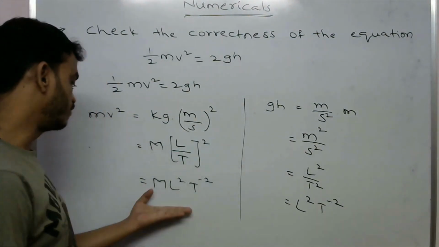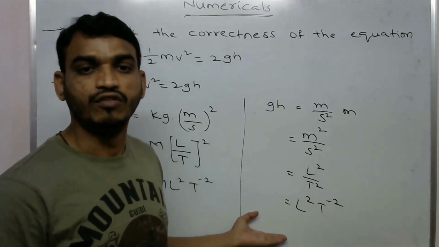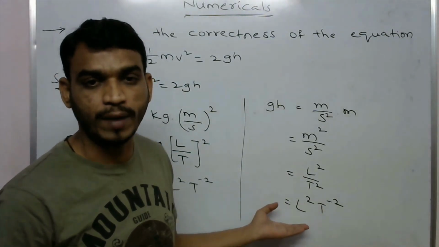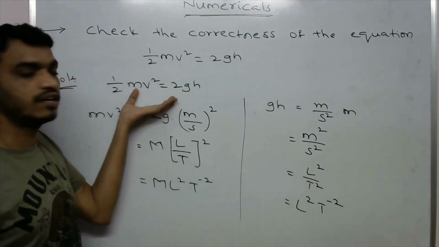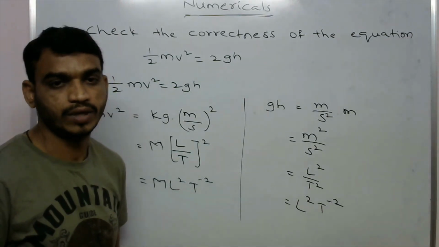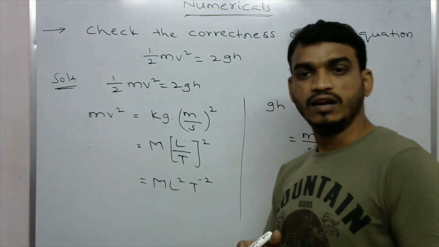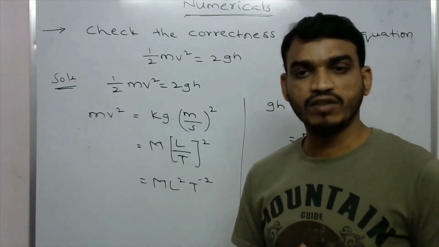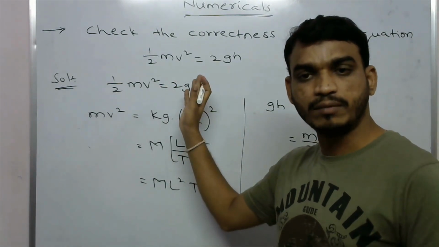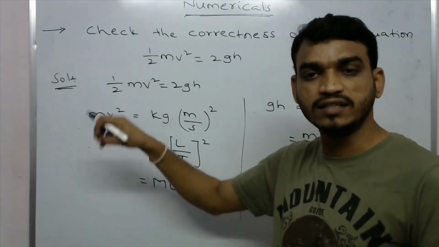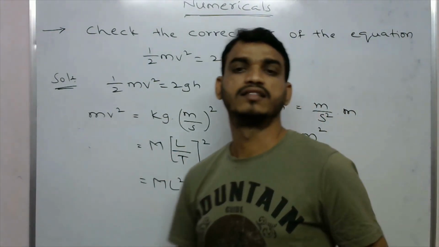Okay. So on the left side, the dimensions are M L square T to the power of -2, and on the right side, we have the dimensions of L square T to the power of -2. These both dimensions are not equal. So this equation is not valid. Okay. So by using the dimensional method, by using the dimensions, we check the correctness of the equation. Left side and right side dimensions are not equal, so we can say that this equation is not valid. Okay. So this is the third one.